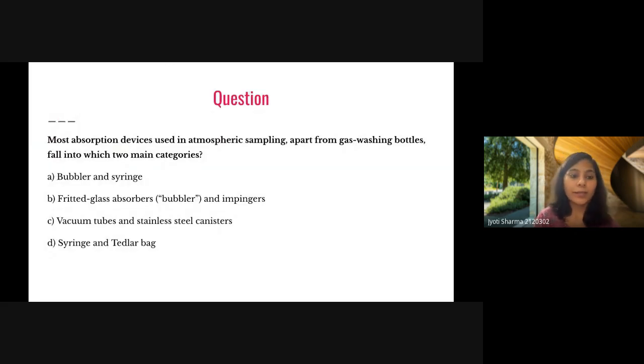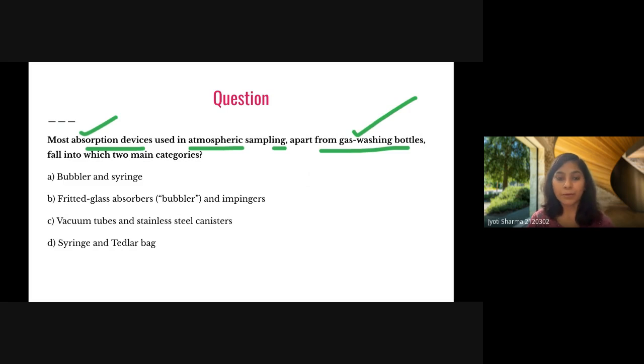Okay, so the next question: which absorption device is used in atmospheric sampling apart from the gas washing bottle? We already talked about that, that most of the time we use this, but what different absorption devices do we use in atmospheric sampling? We have four options: bubbler and syringe, fritted glass absorber and impinger, then vacuum tube and stainless steel canister, and syringe and Tedlar bag.